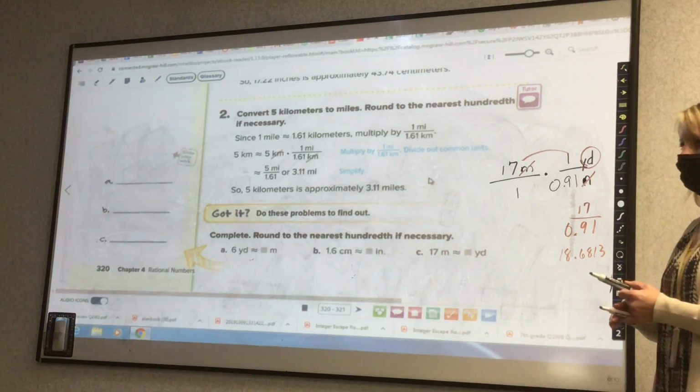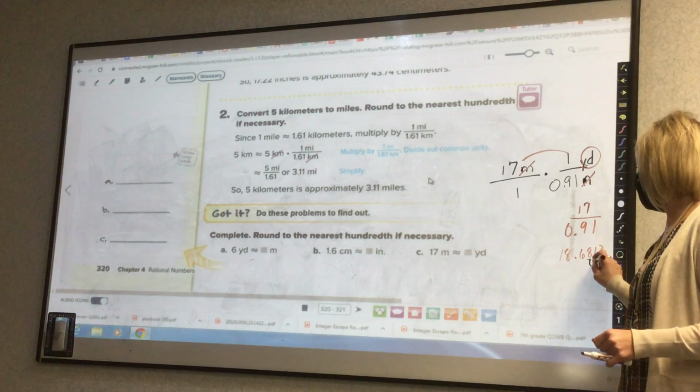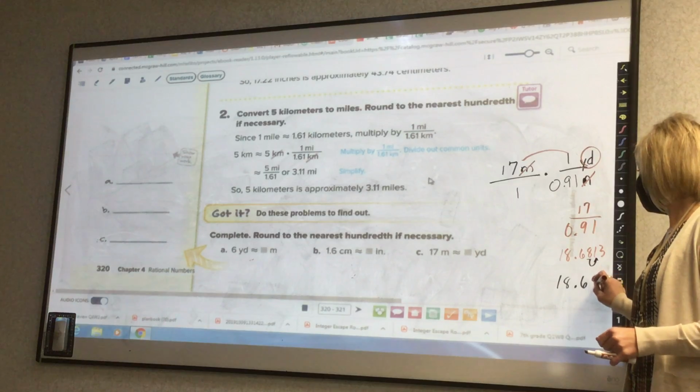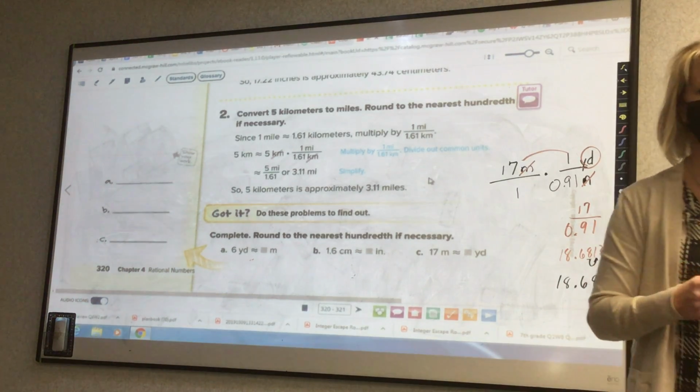Okay, let's just finish this real quick. Underline the hundredths place, arrow to the right. So it'd be 18.68. We need this many. Go ahead and stop that.